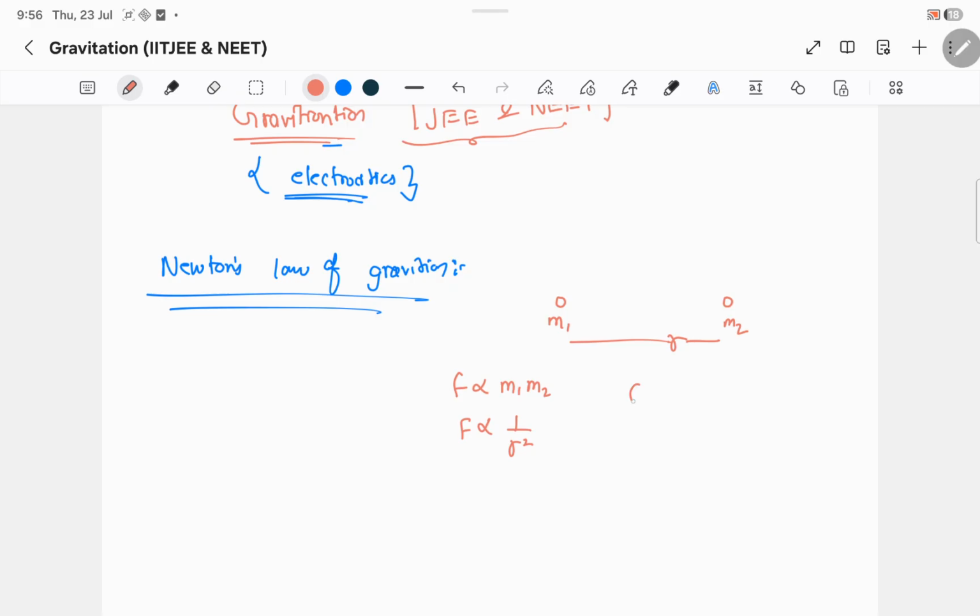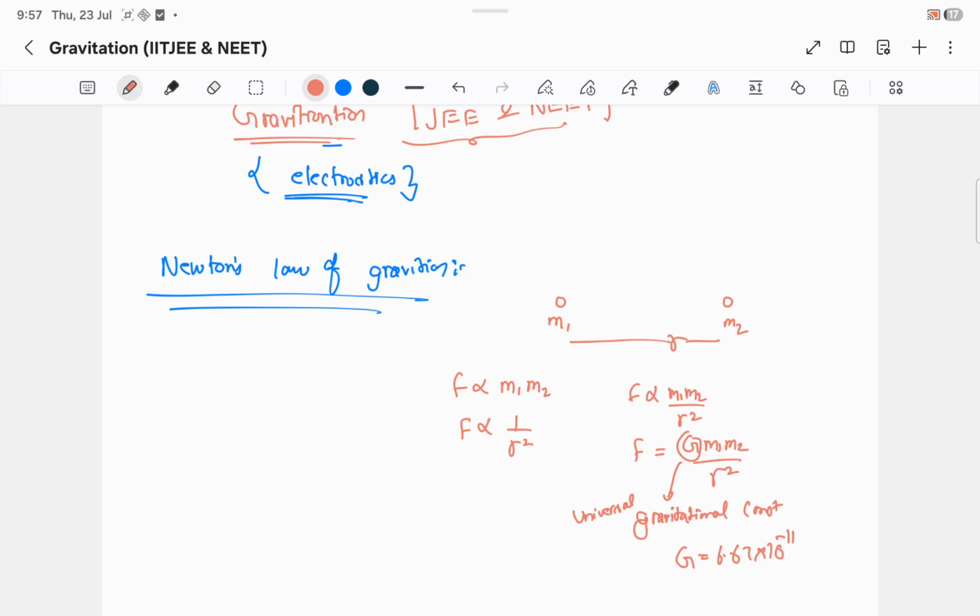Now if you remove this proportionality sign, I am writing a proportionality constant, which is F equals G m1 m2 by r square. Here G is known as the universal gravitational constant. Its value you have to remember, that is 6.67 into 10 to the power minus 11.